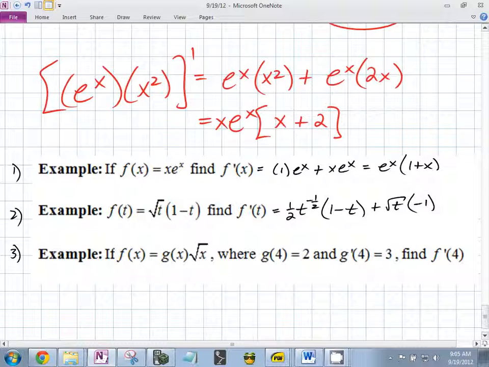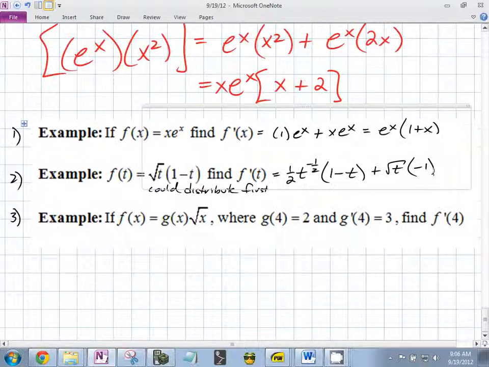Are we okay so far? Could you distribute this? Yes, you could distribute first and not use this. And you get the same answer. It might be in a different form. It might look really weird in comparison, but they will be the same, yes.